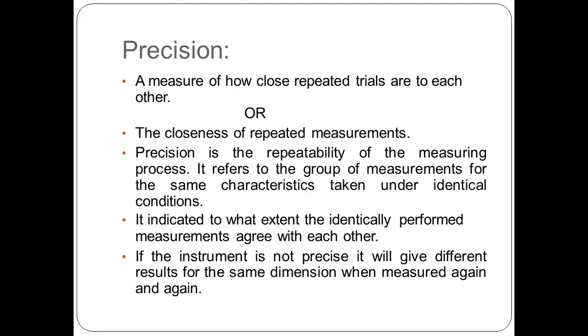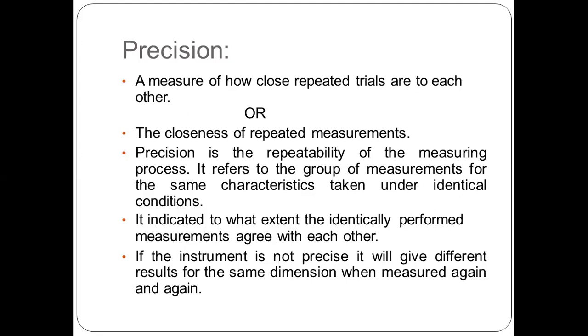And accuracy is the value very near to the true value. So that is the basic difference between accuracy and precision. Precision is the repeatability of the measuring process. It refers to the group of measurements for the same characteristic taken under identical conditions.